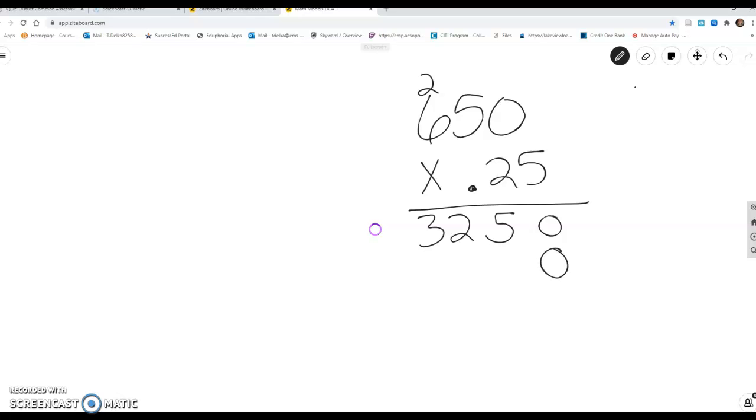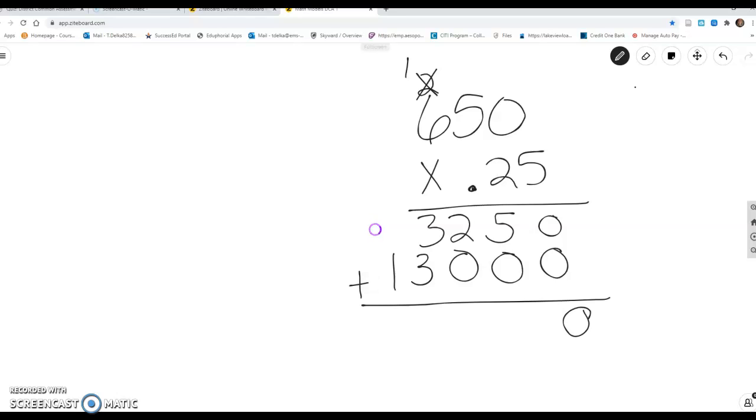Since I'm using the second row, I need to drop 0. 2 times 0 is 0. 2 times 5 is 10. I'm going to mark that out. And then 2 times 6 is 12, plus 1 more is 13. I've got it lined up: 0, 5 and 0, 2 and 0, 3 and 3, and then 1 standing on its own. I'm still not going to touch that decimal. I don't want to just yet.